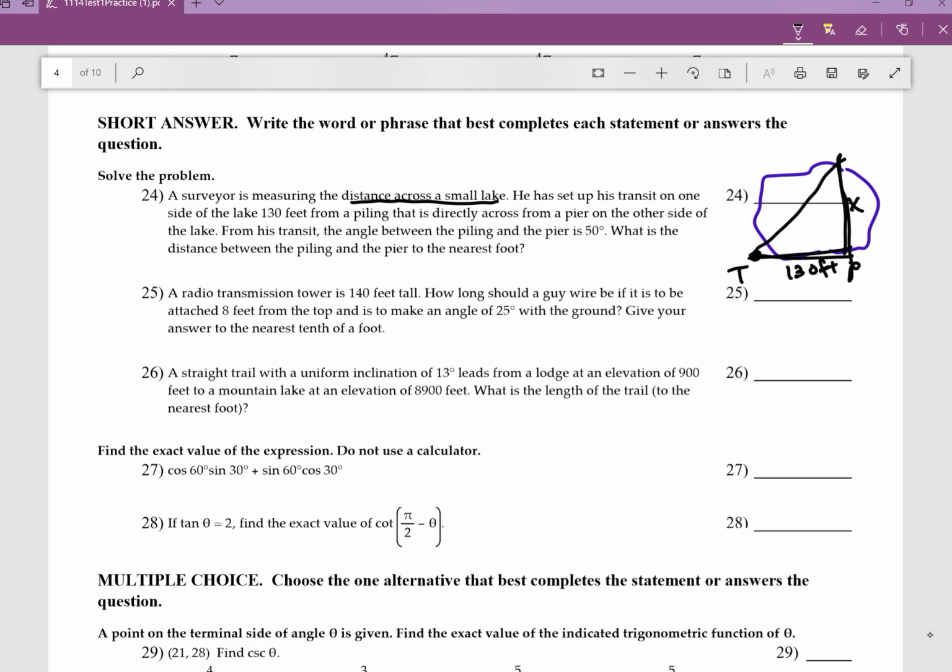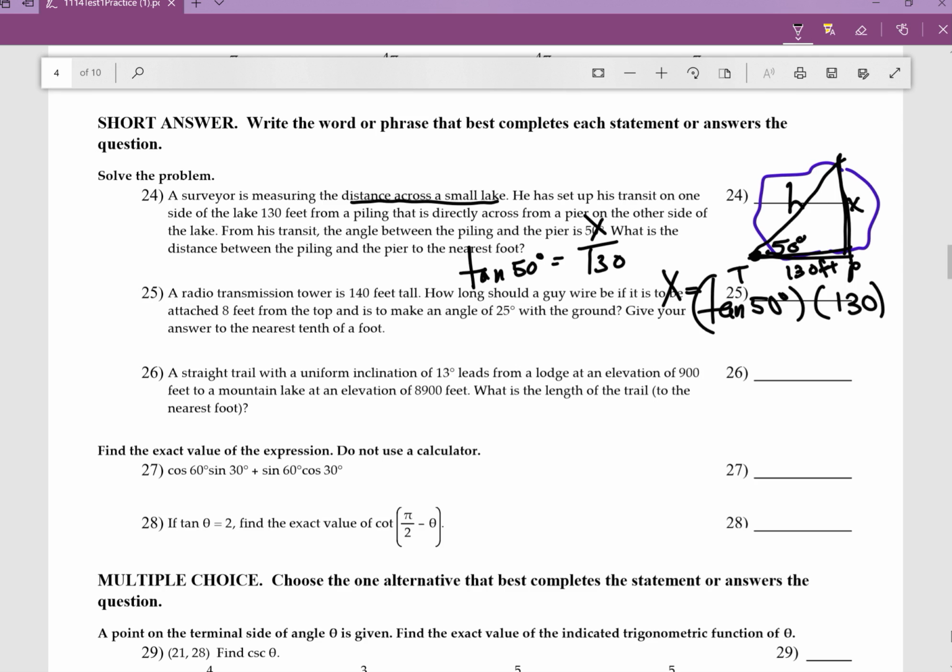Then it says here, from his transit, the angle between the piling and the pier is 50 degrees. So we're here, 50 degrees. So obviously this is the hypotenuse. This is the opposite. This is the adjacent. So if I were to do tan 50 degrees is equal to x over 130, to solve for x is simply going to be tan 50 degrees times 130, and that's going to give you your answer.